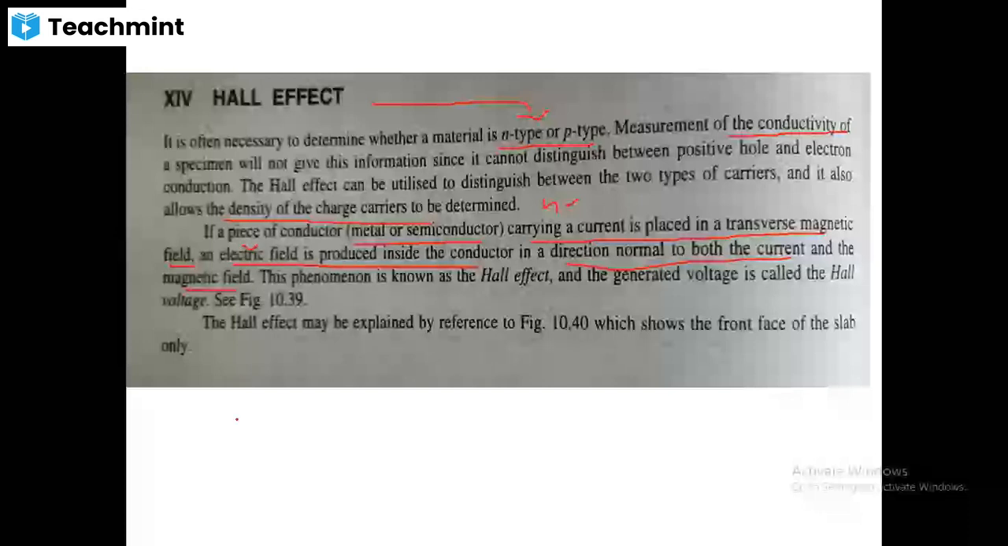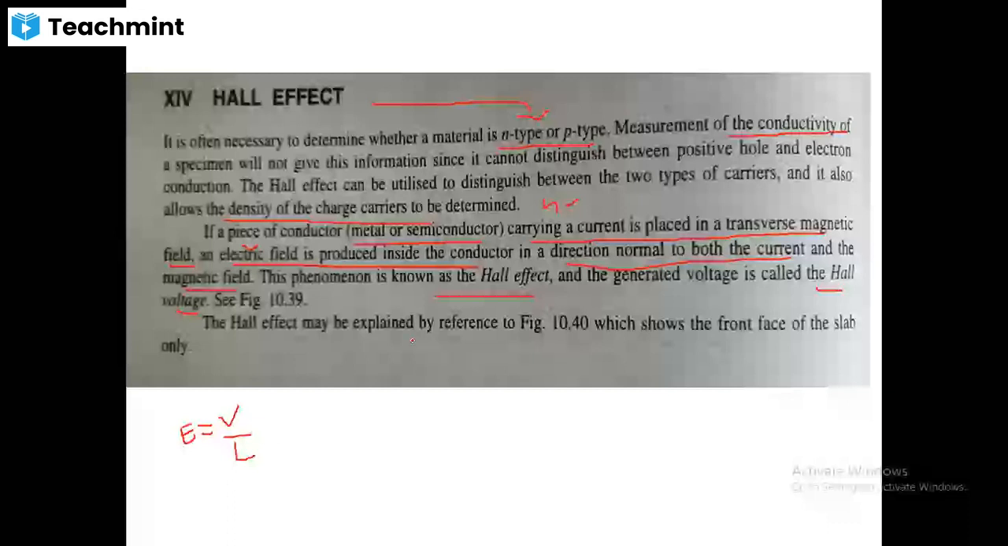I had told you in the last class, whether we say it is electric field or the voltage, they are one and the same, because we know that electric field E is always given by E equals V divided by L, where V is the voltage developed across a conductor and L is the length of the conductor. This phenomenon is what is known as the Hall effect, and the generated voltage is known as the Hall voltage. Now let's try to obtain the expression for Hall voltage and Hall coefficient.